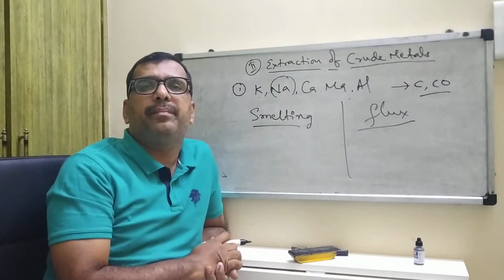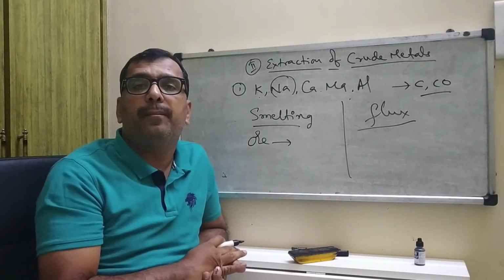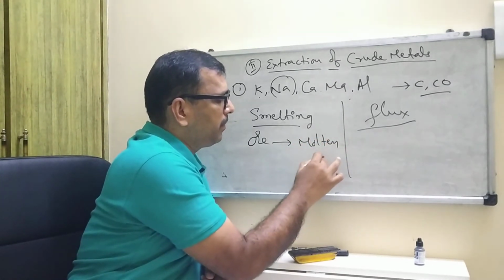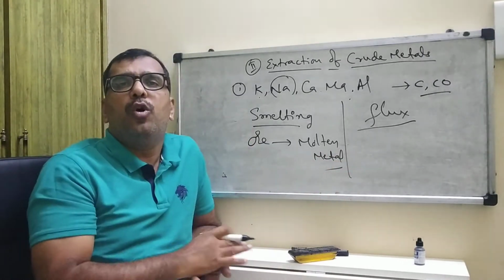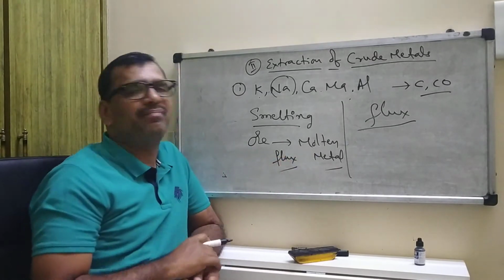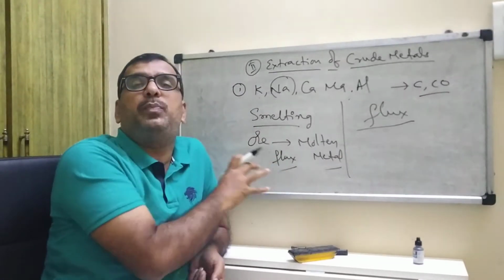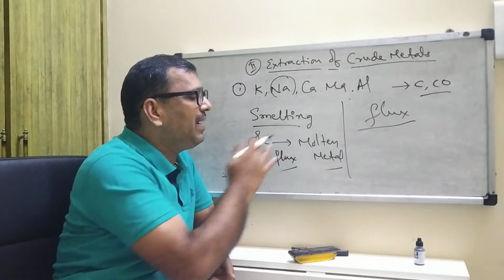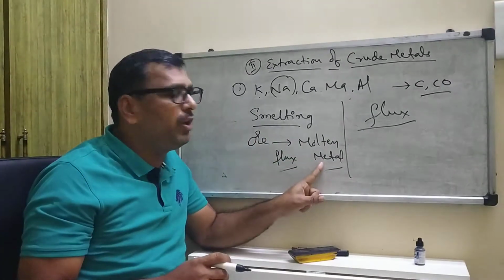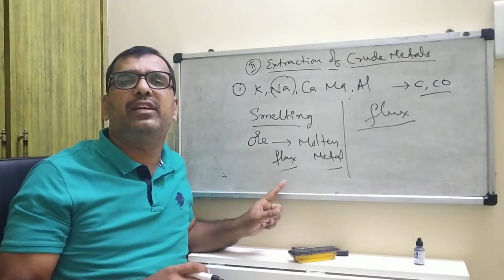What is smelting? Smelting reduces the ore into molten metal. Meaning what? By the addition of flux. This ore, by separating the respective impurities, is converted into molten metal. Here the ore is converted into molten metal by the removal of impurities using flux.